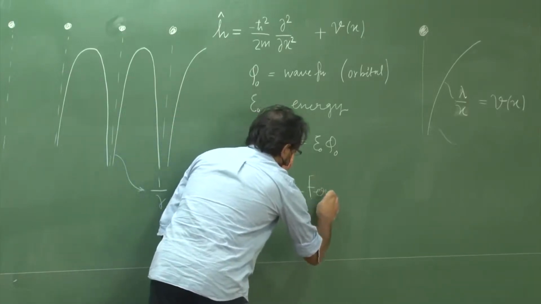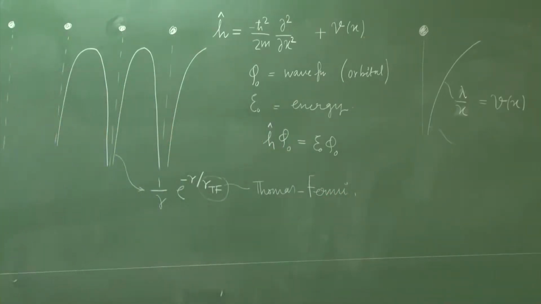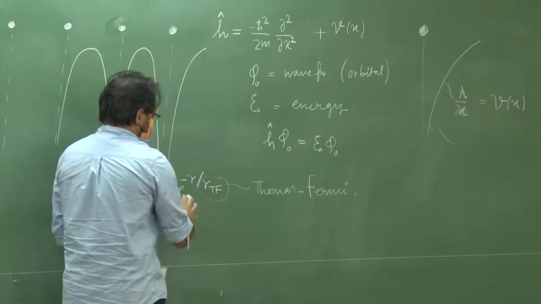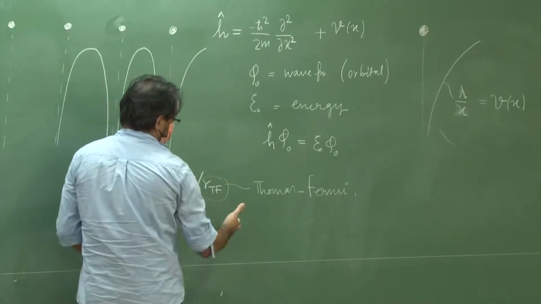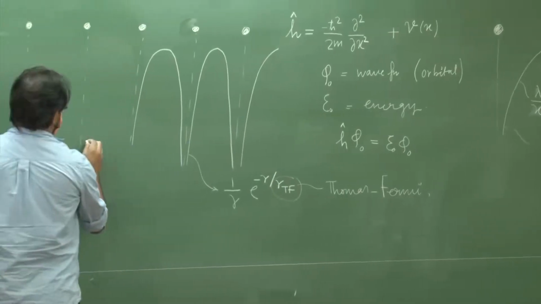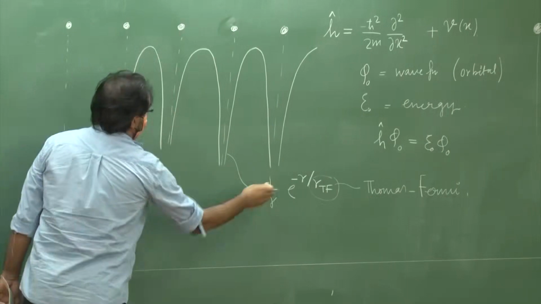So this basically refers to the screening that happens in a metal, right? So basically the potential of an ion in a metal is screened. So beyond this distance, basically the potential is really very, very weak. You don't really see it. The electrons don't see it. But that's again a side information.